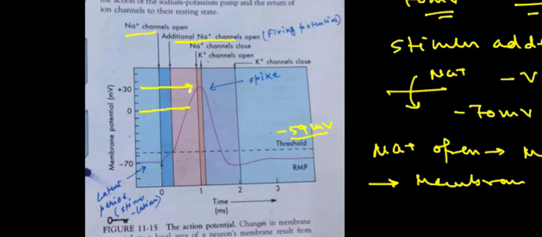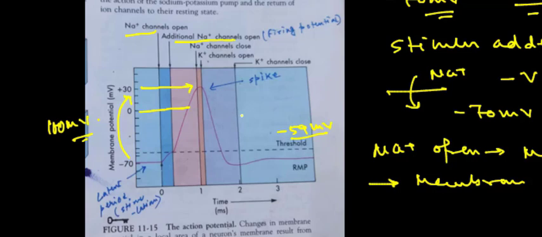So now the interior of the cell membrane becomes positive and the exterior becomes negative. At its peak the interior is plus 30 or plus 40 mV, and the total height of the action potential, from minus 70 to plus 30, is actually 100 millivolt. So from the resting membrane potential the total action potential is about 100 millivolt.